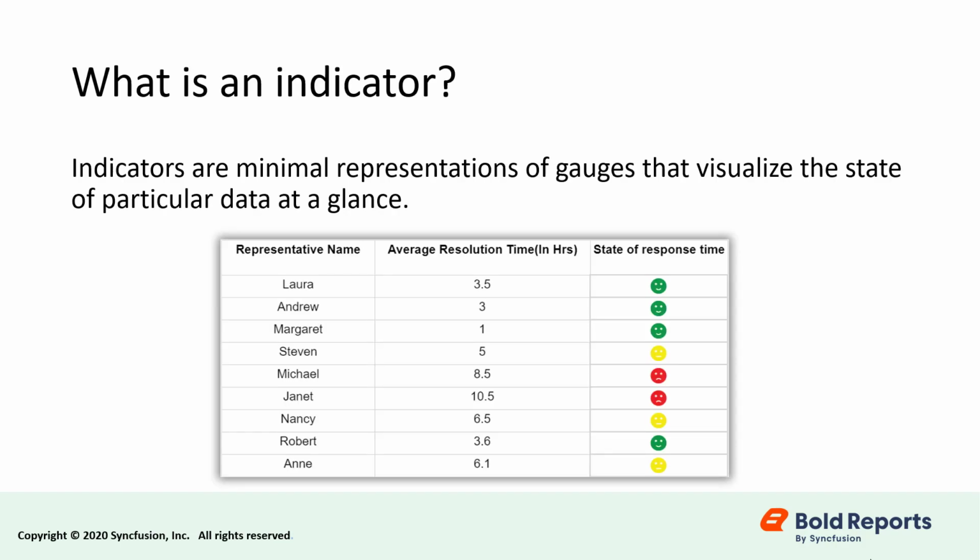Indicators are minimal representations of gauges that visualize the state of particular data at a glance. They're mostly used inside tables to represent state values of key performance indicators. Here we are representing the state of response time using the smiley indicator.